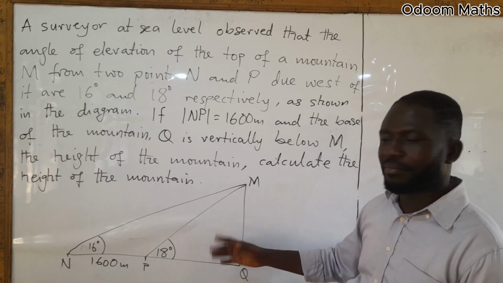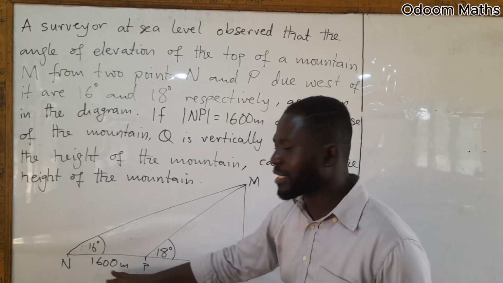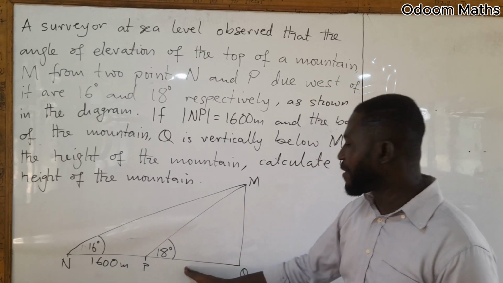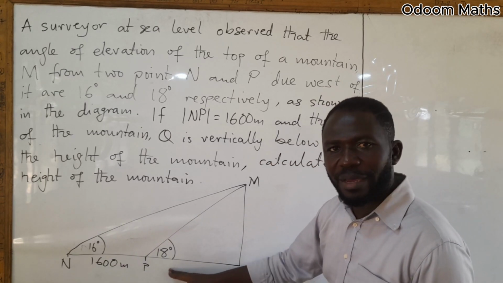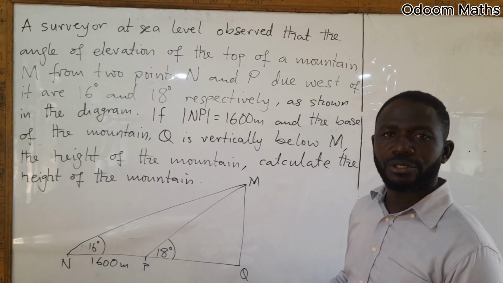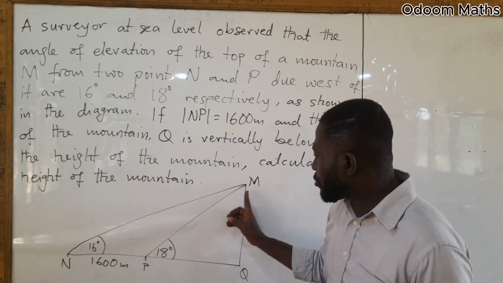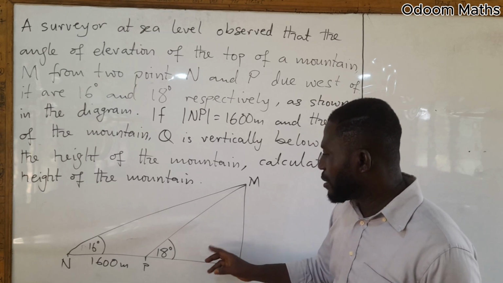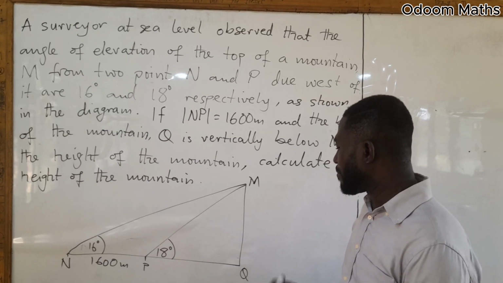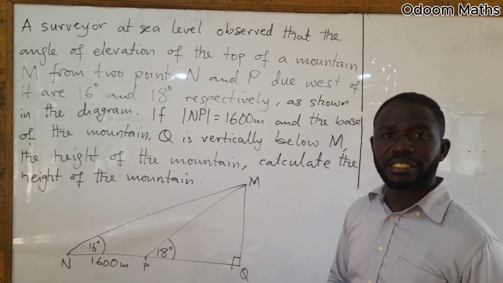So this is the diagram. Now looking at this, from N to P is 1,600 meters. So to get N to Q, you need to represent this by a variable and add to 1,600 before you get NQ. Then also, this right angle triangle is just having this angle here, and this is the right angle. Okay. So now let's see how we can solve this example.